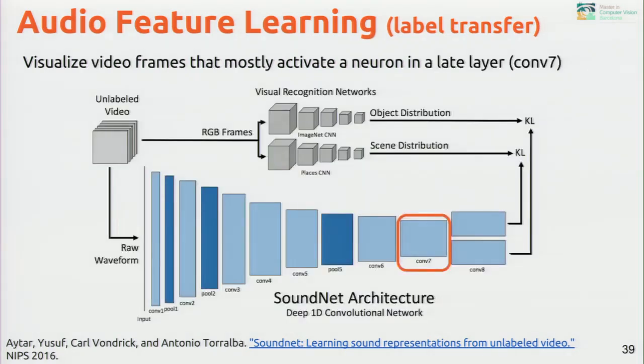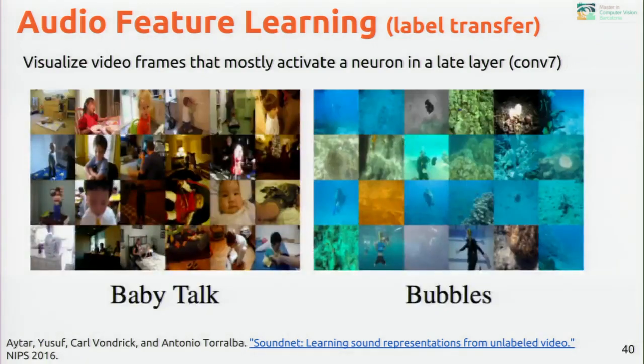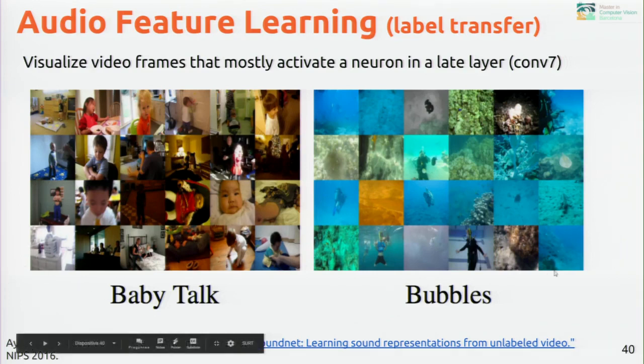Also, if you look at the activation from a convolutional layer, you'll see something similar to what we saw earlier. Some of the neurons have high activations correlated with, in this case, baby talk. Some others have correlations with bubbles.